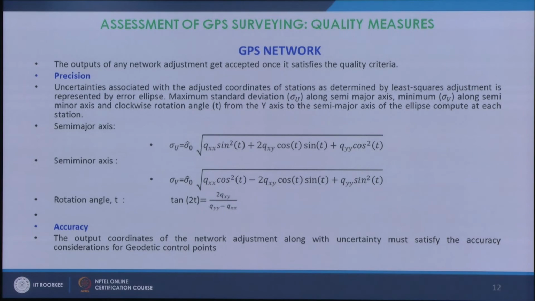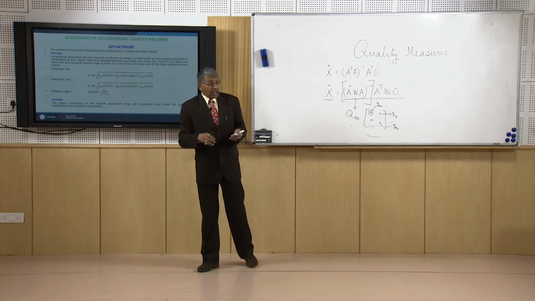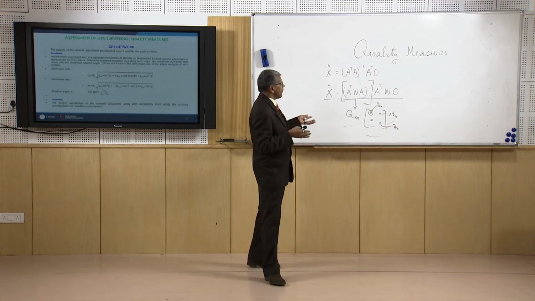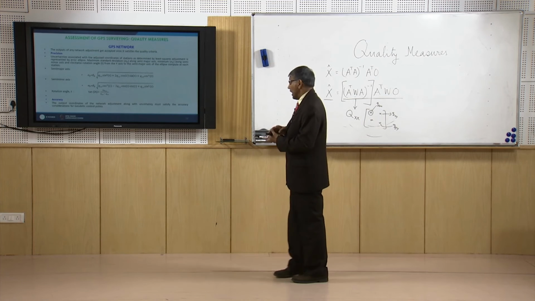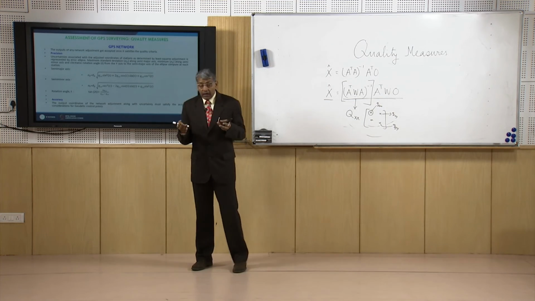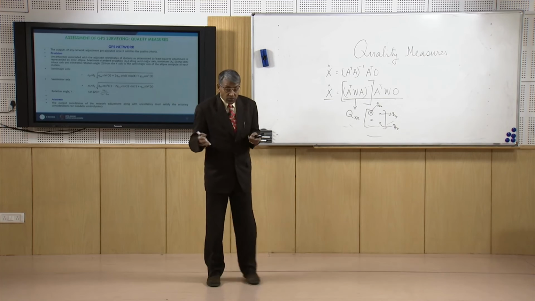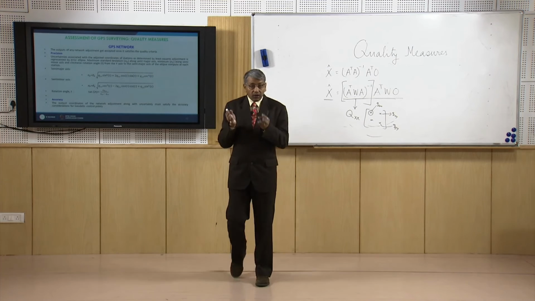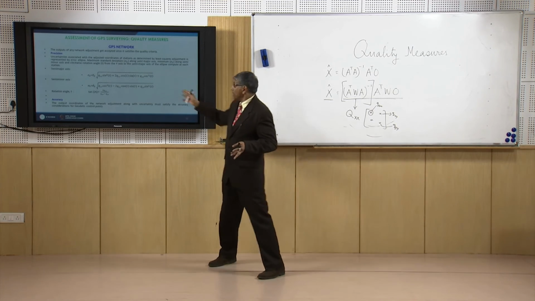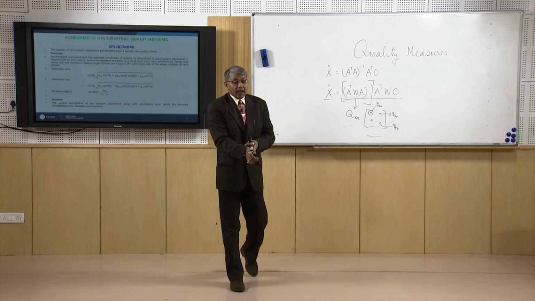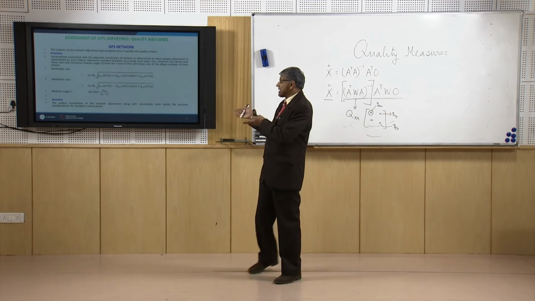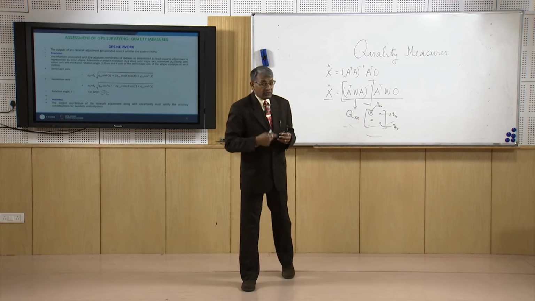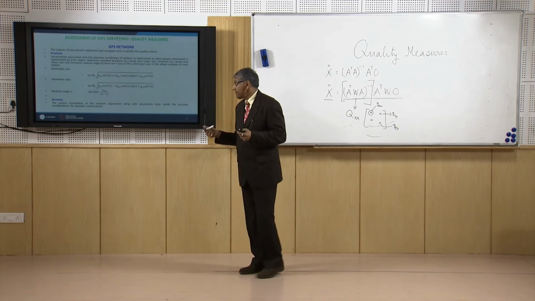So this will define the error ellipse, and within that error ellipse we must have our control point position. I had discussed the error ellipse while we deduced the GPS network analysis. That error ellipse is defined by making use of this, and our point should be within that error ellipse. If it is not, then we have to redo the network analysis, as I already discussed.